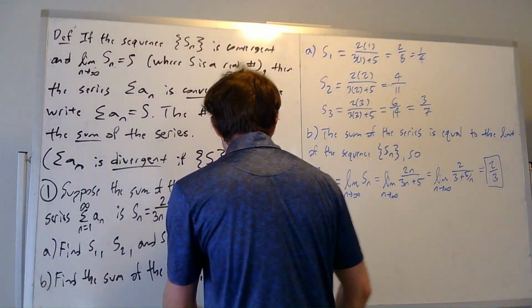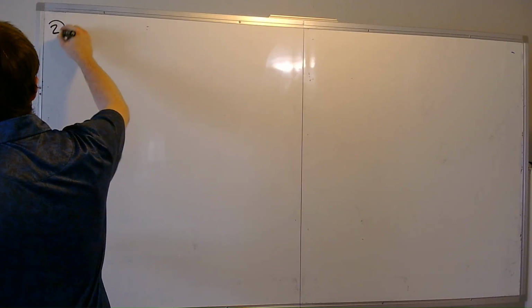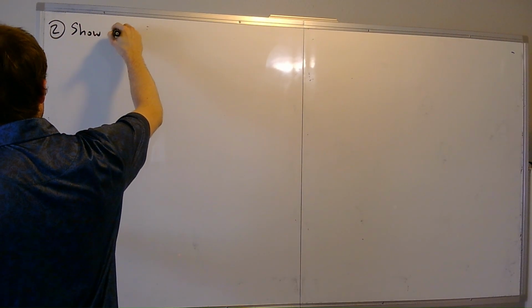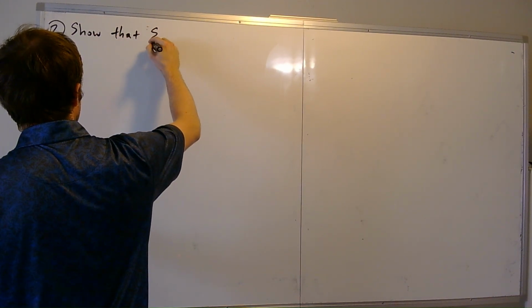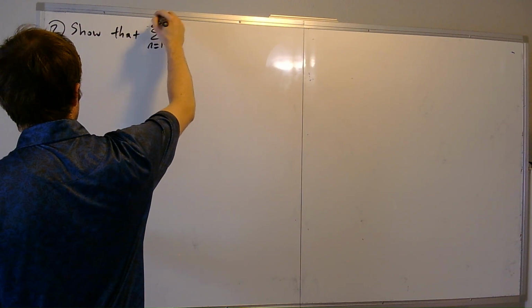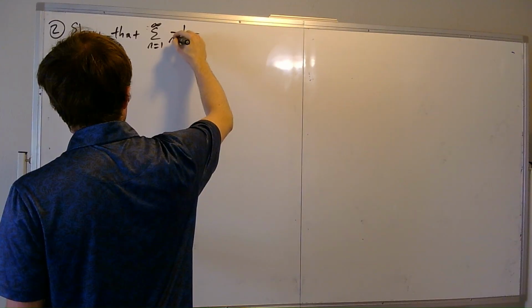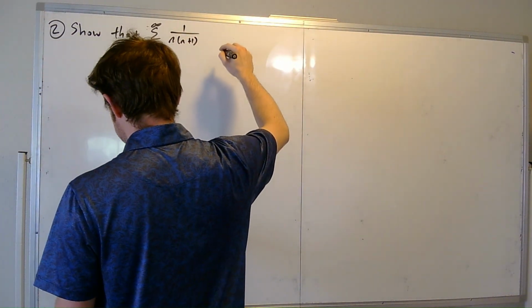Let me just flip to the other side here. So let's do number 2. It's going to say, show that the sum from n equals 1 to infinity of 1 over n times n plus 1 is convergent.